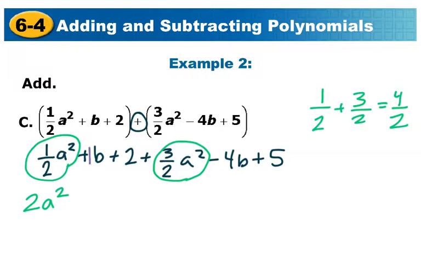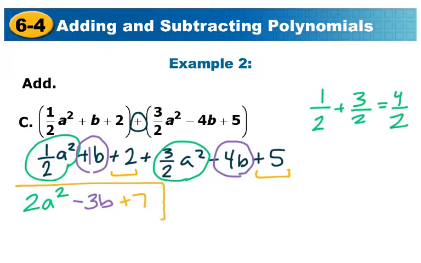Then we have 1b to the power of 1 and -4b's to the power of 1. So together there's -3b's. And then that last piece of 2 and 5 for our constants makes 7.